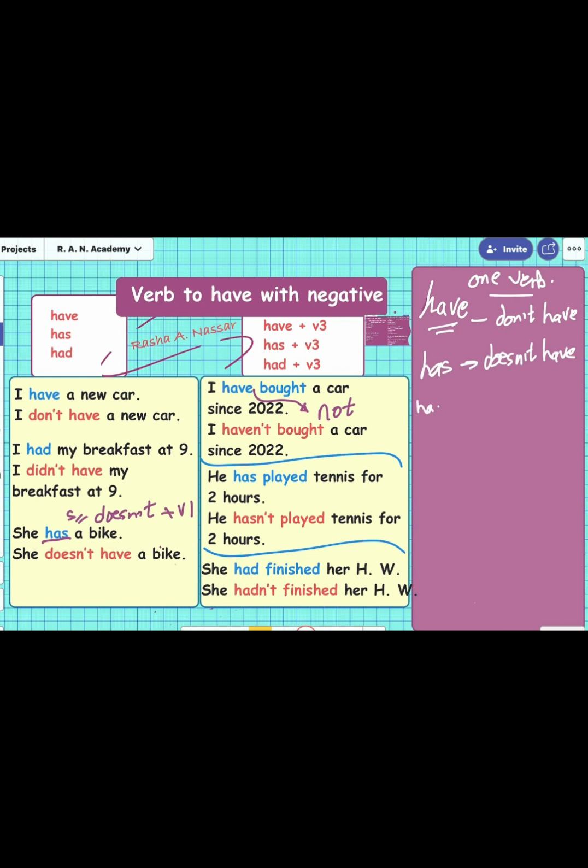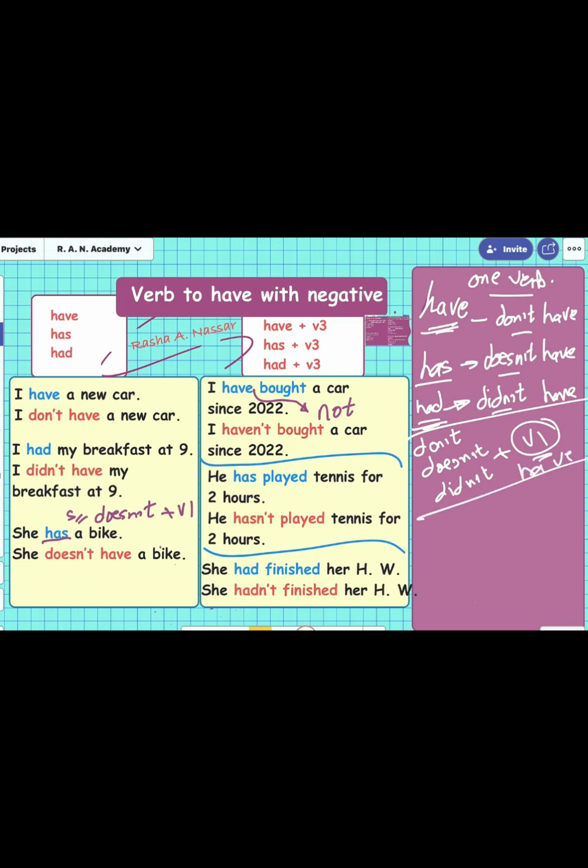If you see had alone, without any other verbs, you will change the sentence into negative by using didn't have. It means that if you see have or has or had alone in the sentence, you have to choose don't have or doesn't have or didn't have. And remember, after don't or doesn't or didn't, you have to choose V1. What is V1 of the verb to have? V1 of the verb to have is have. Okay.